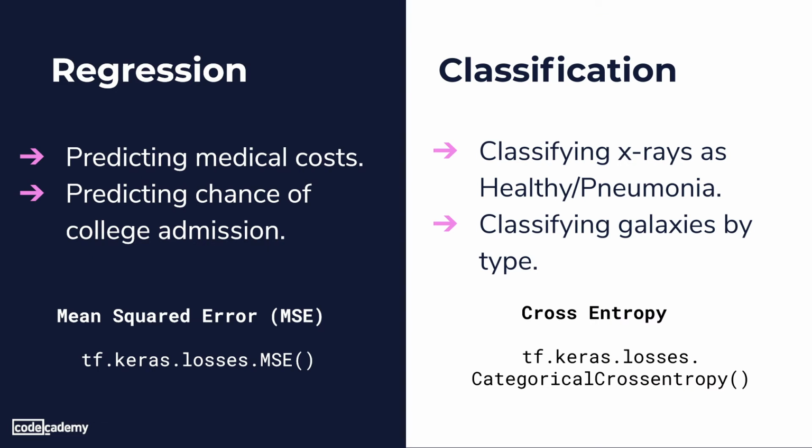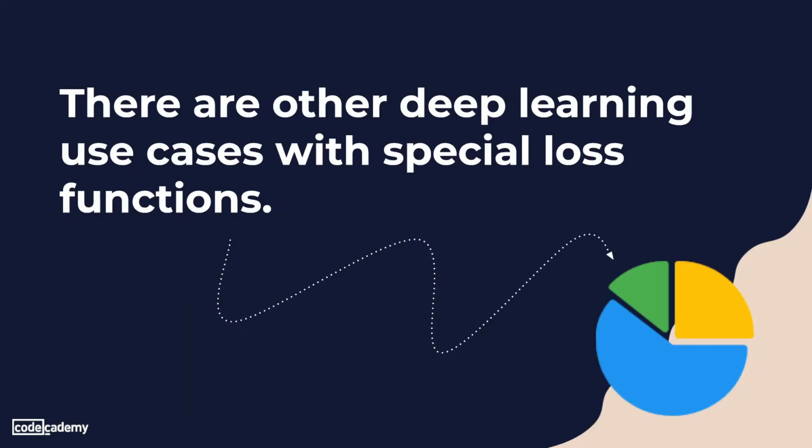For example, predicting medical costs or rock acceptance rates is regression. In these cases, we usually use mean squared error as our loss. In contrast, in classification tasks, like when classifying galaxies or lung tissue in X-rays, we use cross-entropy loss. As a quick aside, there are definitely other deep learning use cases that call for specific loss functions, and these tasks don't really fall into regression or classification. However, these cases, like for example GANs and reinforcement learning, represent rare applications of deep learning.